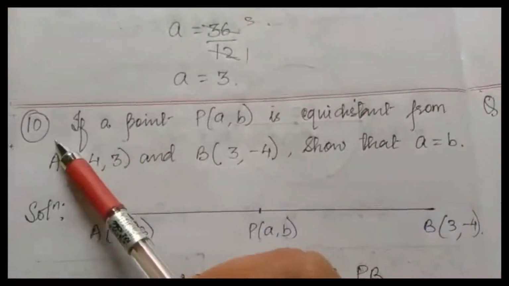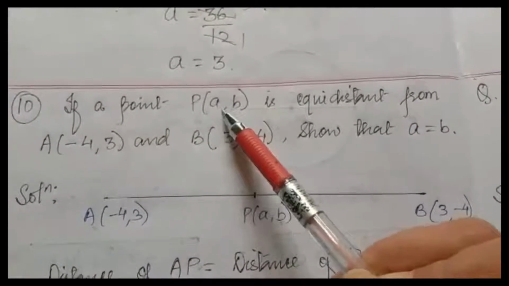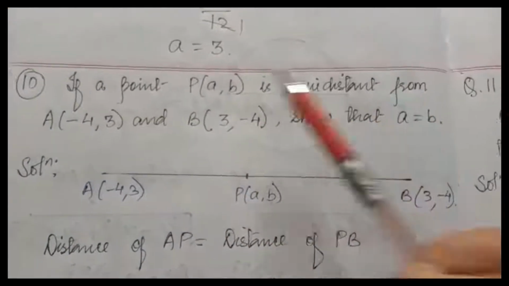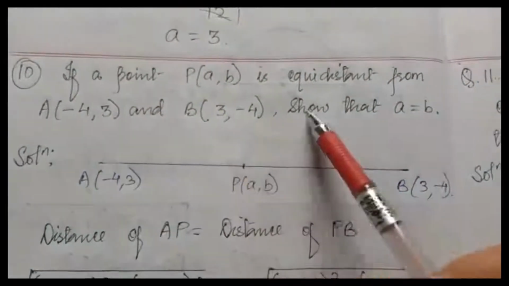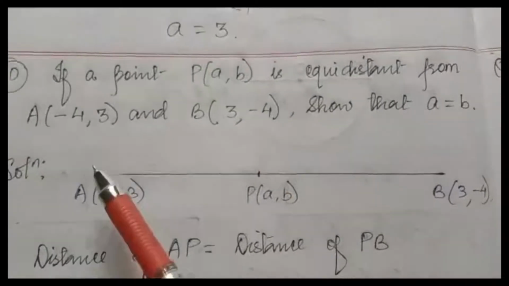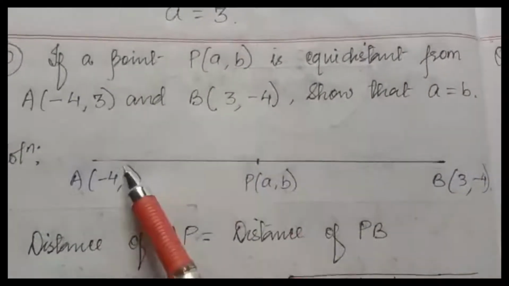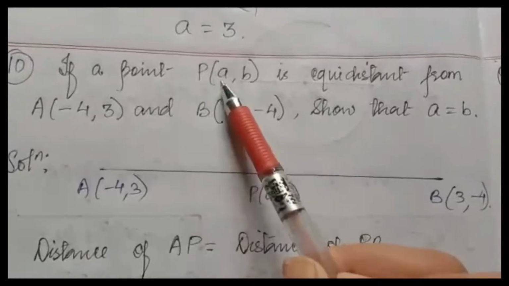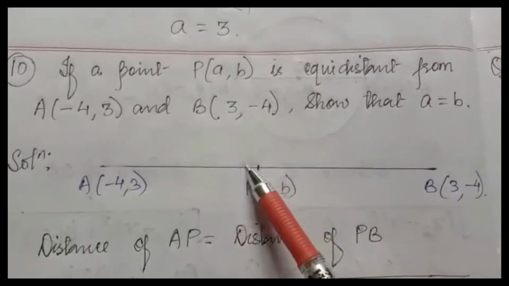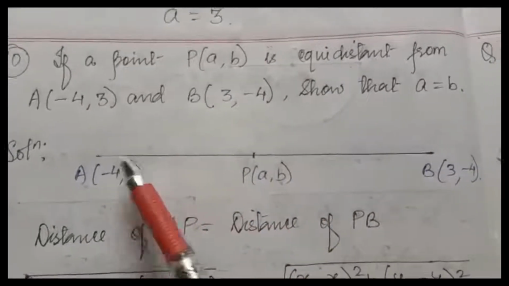Now next is question number 10. If a point P(a, b) is equidistant from A and B, prove that a is equal to b. So first you draw line AB, write here A and here B, and P is equidistant. That means you have to make P in the middle. So here will be P.